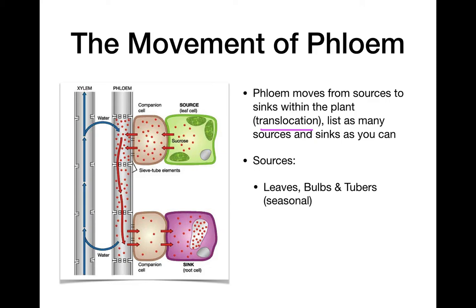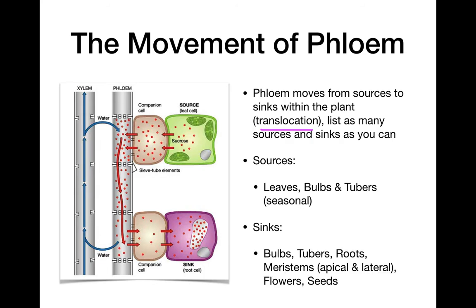And some sinks: bulbs and tubers, when you're making the bulb and the tuber in the summertime and fall. Roots, as roots are growing. Meristems, or meristematic tissue, that's a tissue that plants grow with, and where plants are growing is through a meristem. So we have apical and lateral meristems growing. Flowers and seeds are all different places in which plants grow, and therefore require sugar, require energy. Fruit as well should be on the list.